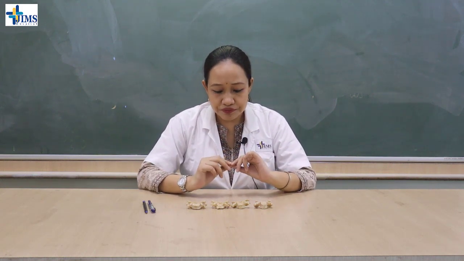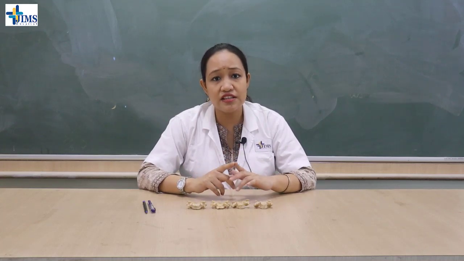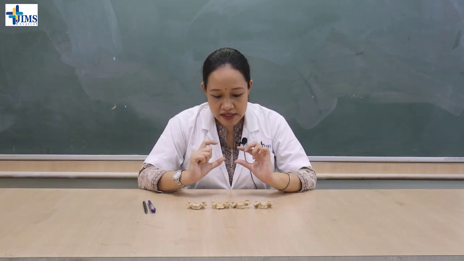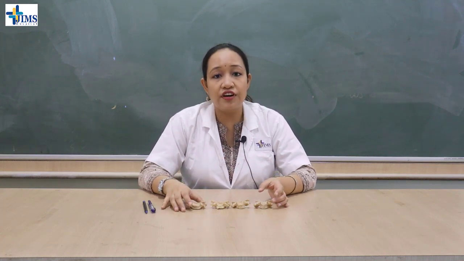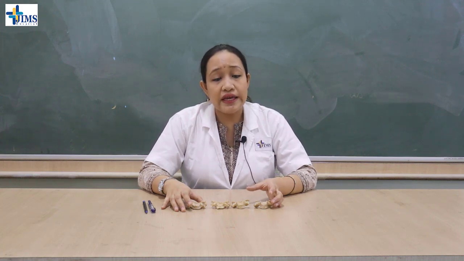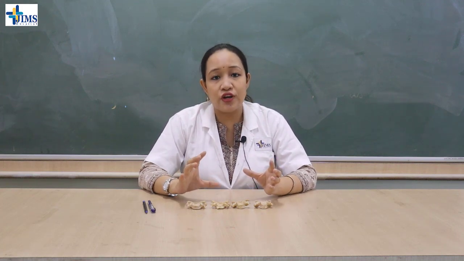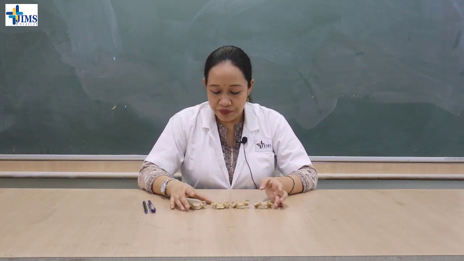Number 3, the body of a typical cervical vertebra is small and elongated transversely. And the vertebral foramen in a cervical vertebra will be enlarged and triangular to accommodate the cervical enlargement of the spinal cord.